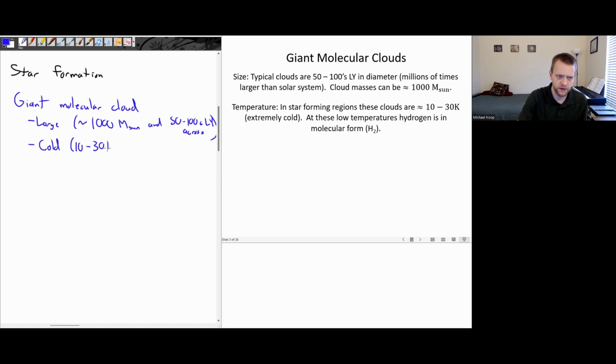At these very low temperatures, this hydrogen is going to be in molecular form. So we get this molecular hydrogen gas, H2.